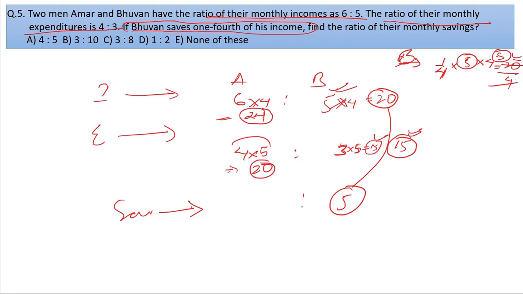Now for the saving, we need to subtract the expenditure of Amar from the income of Amar. That is 24 minus 20 is 4. Hence the ratio of the savings of Amar and Bhuvan is 4 is to 5, which is option A.